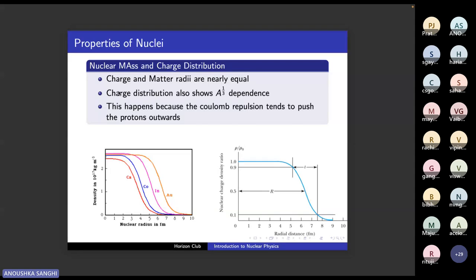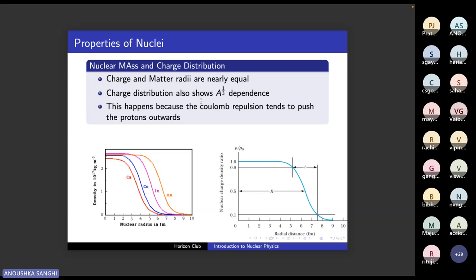So this is the charge distribution, which comes from the graph itself. It shows that the density remains constant. And the value of the constant, according to various experiments, is approximately equal to 1.2 femtometer. So we can write R is equal to R naught A raised to the power 1 upon 3, which is the formula. Now R naught is approximately equal to 1.2 femtometer. So this is all about this graph.